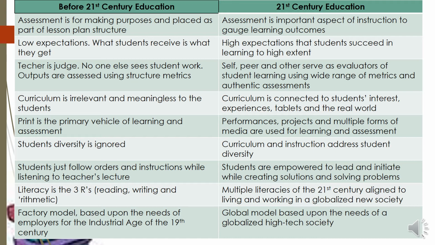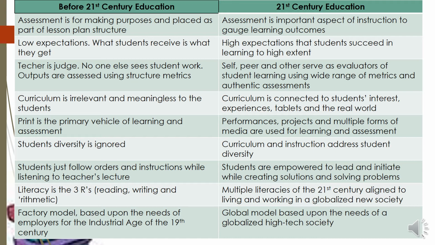In the traditional, literacy is the 3 R's in reading, writing, and arithmetic. Whereas in the 21st century education, multiple literacies of the 21st century align to living and working in a globalized new society. So, not only focus on the 3 R's, pero multiple literacies. Okay?